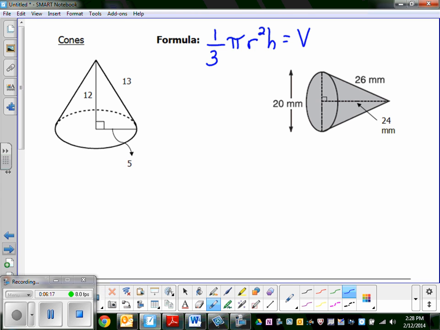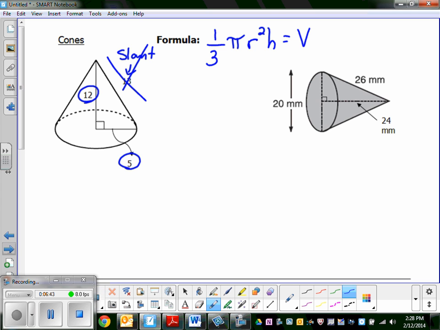So if we look at this first cone, we're given 3 numbers, but we only need 2 of them. What we need would be the radius and the height of the solid. This 13 is a slant, and we do not need it, not for this formula. We will need it for surface area, but we don't need it here.